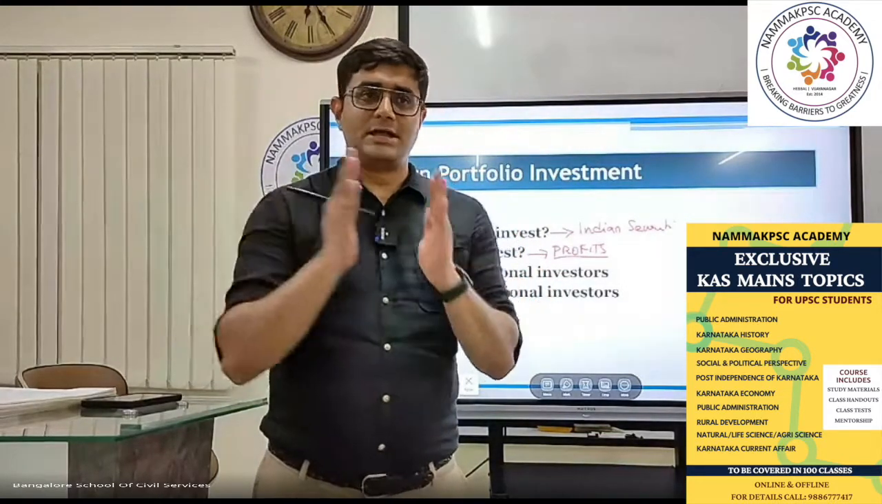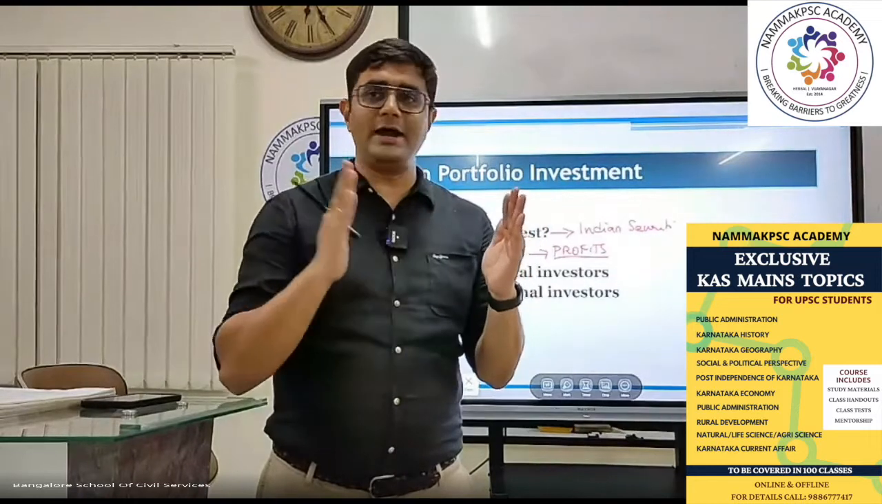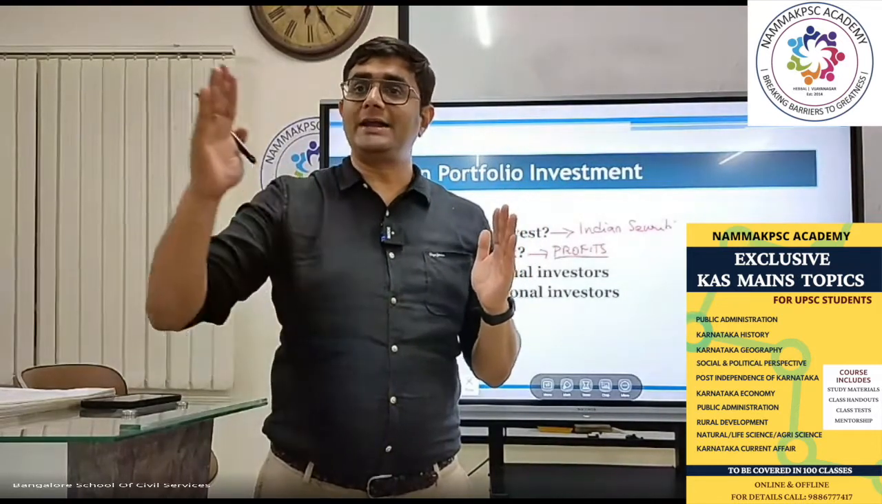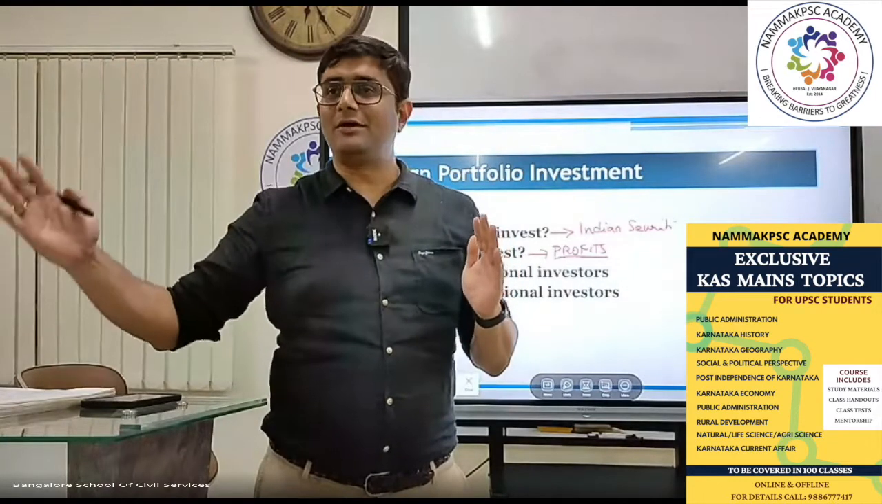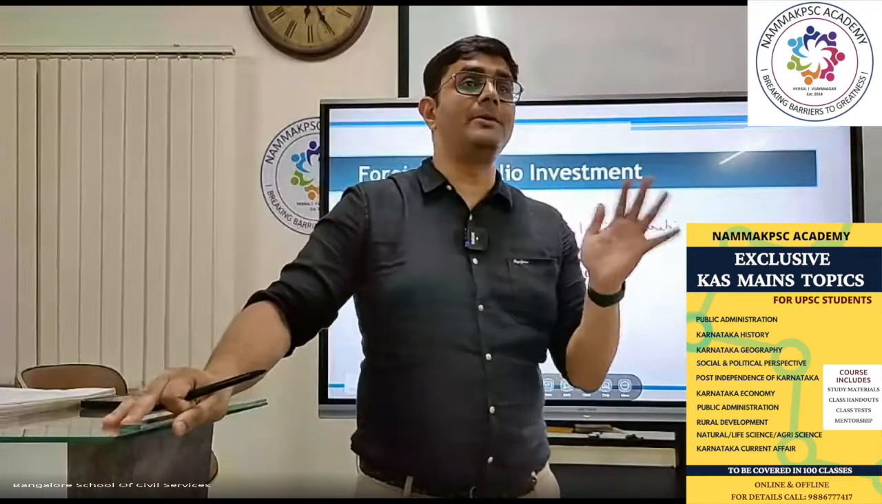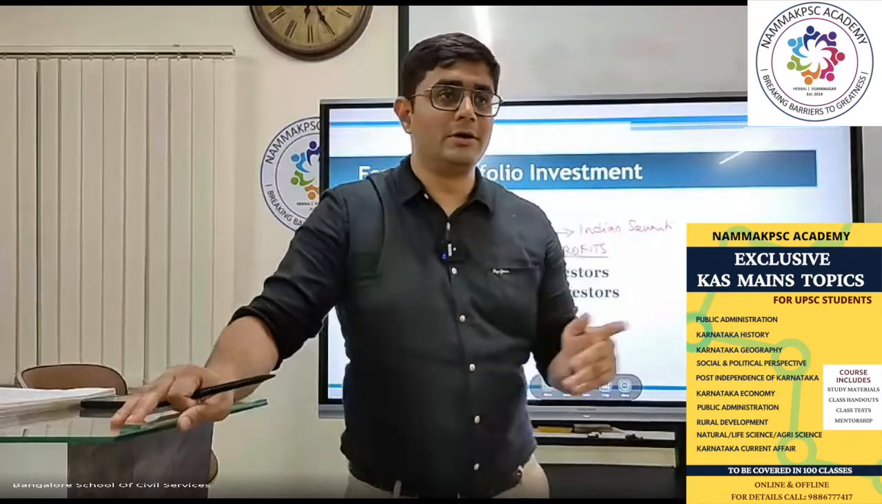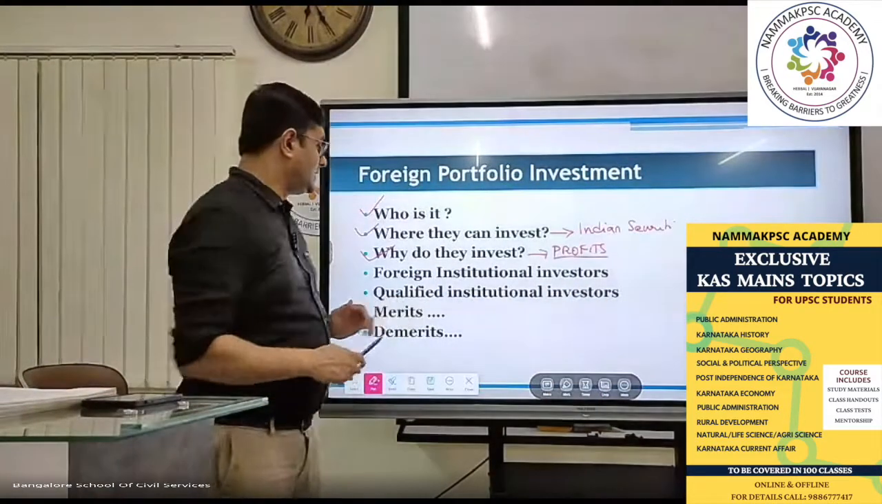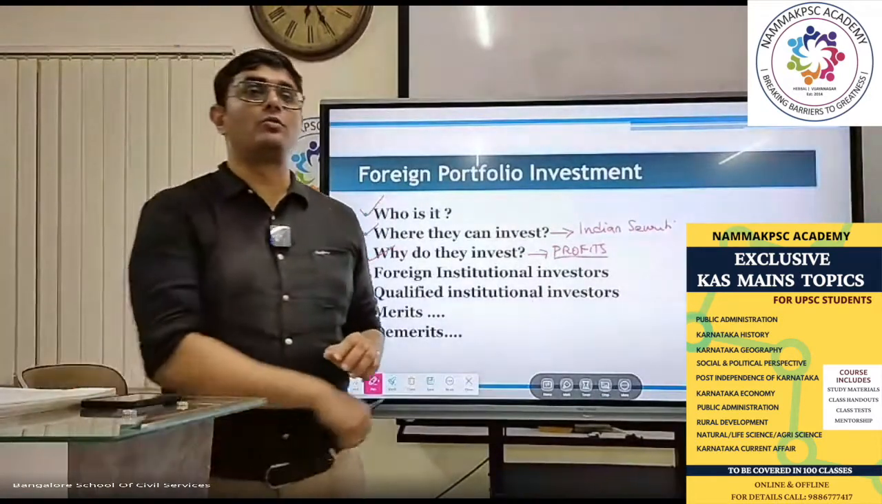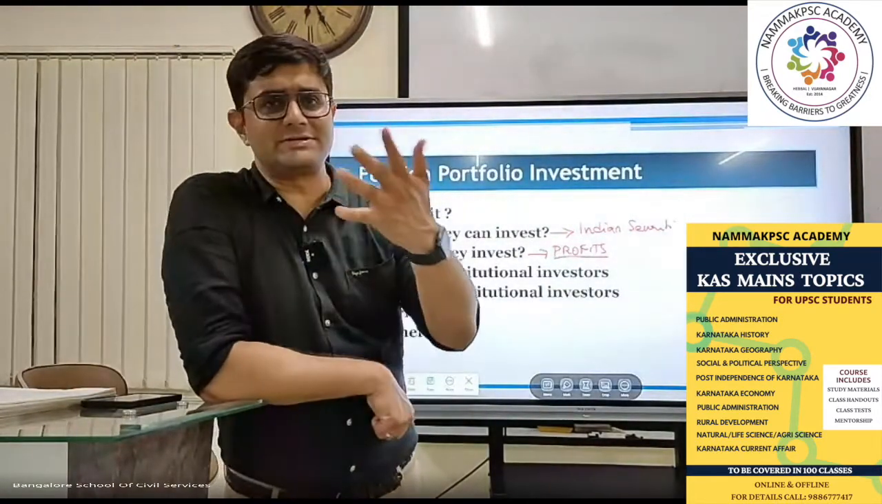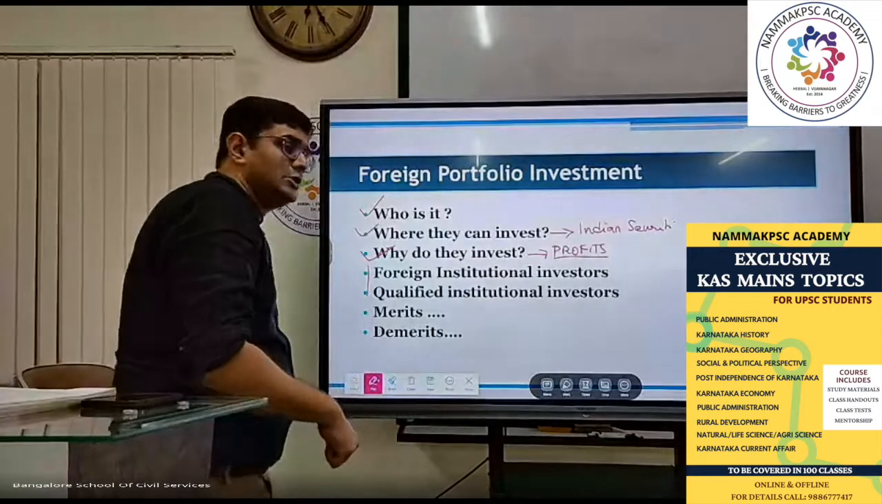You understood? There are two types of investment, portfolio and direct investment. In direct investment, they are worried about control of the company. These people are not worried about control. What are they worried about? Profits. Okay. They include foreign institutional investors. They include qualified foreign investors. Now let's try to understand the difference of the two things.